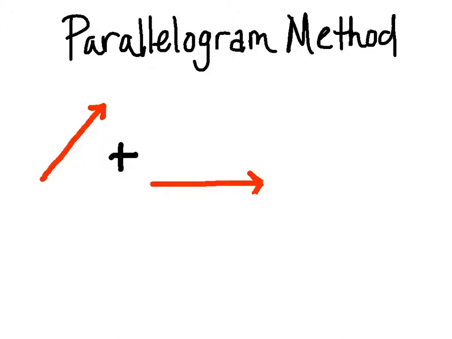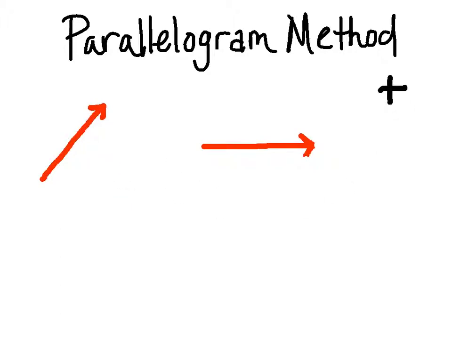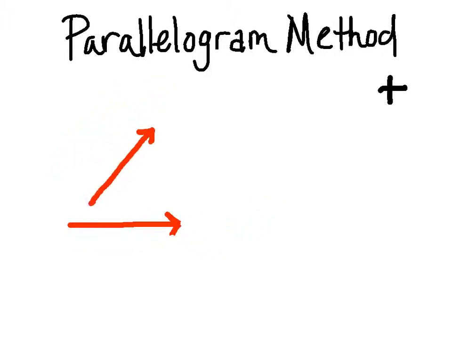Another method for adding vectors together would be called the parallelogram method. Let's take those same two vectors that I had in the previous example and add them together, but this time I'm going to use what's called the parallelogram method. To do that, instead of adding tip to tail, what I'm going to do is I'm going to take these two vectors and add them tail to tail. And then what I'm going to do is I'm going to make it so that these two combine with two other lines to make a parallelogram.